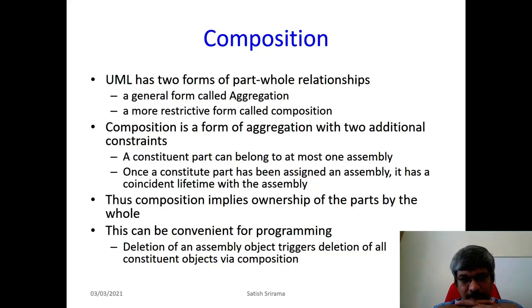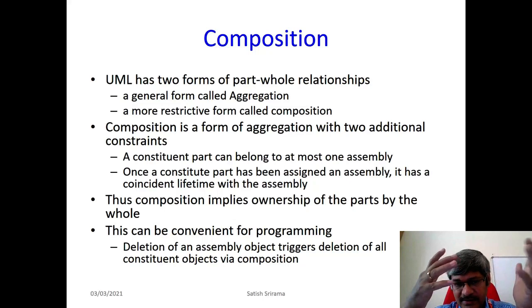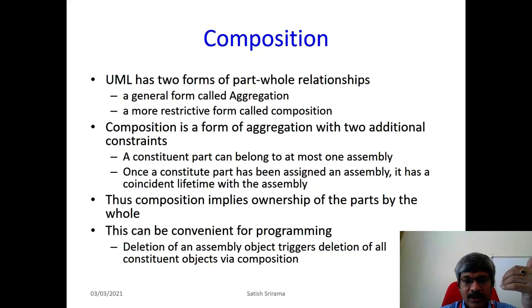Of course, even the blade is probably not a right example there, because at a particular instance it fits to one assembly. So remember, a constituent part can belong to at most one assembly, so then it is a composition. Once a constituent part has been assigned to an assembly, it has a coincident lifetime with the assembly, and this actually makes the blade an aggregation.